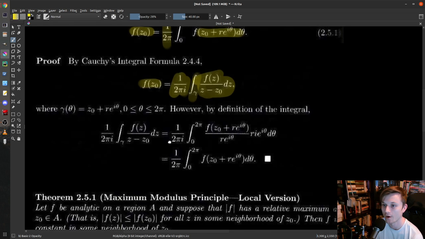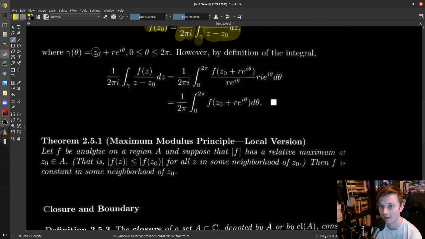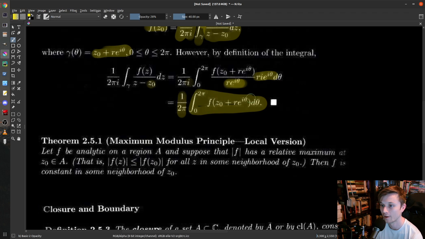Now, if we take gamma to be the curve gamma of theta equals z naught plus r e to the i theta, then we can plug everything in. Put gamma in the bottom for z, so z naught plus r e to the i theta. The z naught and this z naught cancel each other out, so we just end up with r e to the i theta down there. Then when we take the derivative, we get i r e to the i theta. The i here and the i here cancel out, and we've got an r e to the i theta and r e to the i theta, so we just get 1 over 2 pi times the integral from 0 to 2 pi of f of z naught plus r e to the i theta.